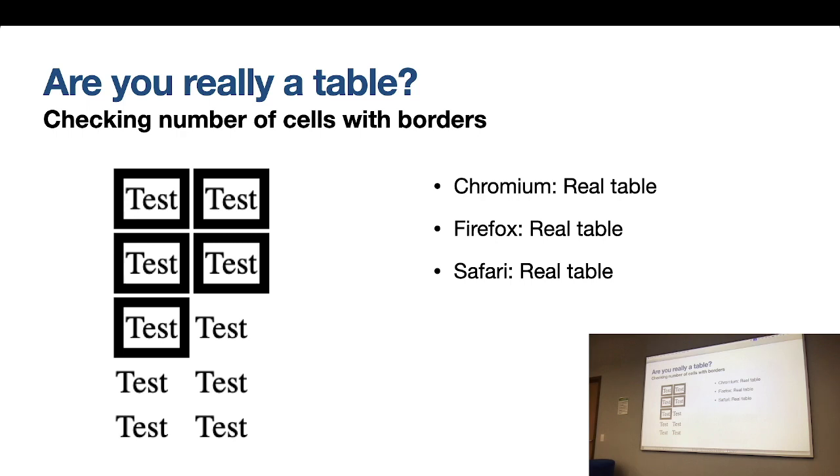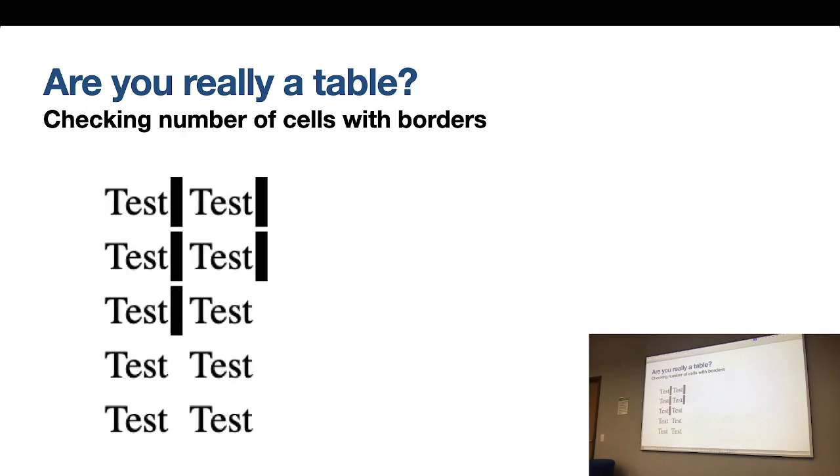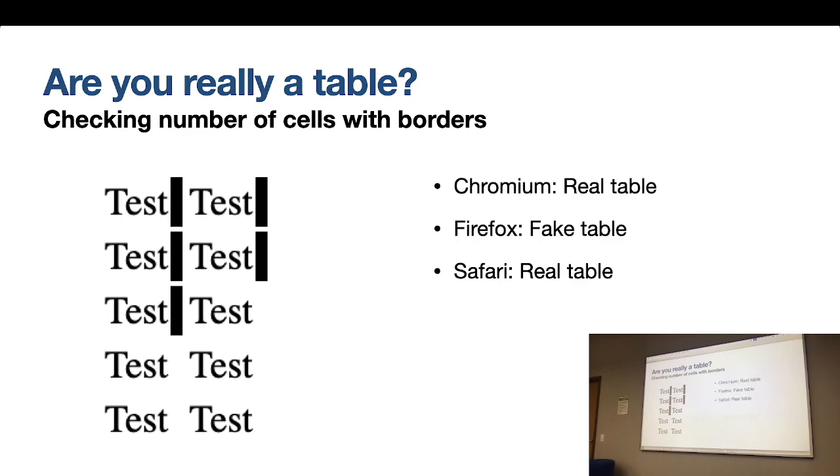If we do something a little bit sillier, where we just have half of the table cells having a border on the right side of the table cell, Chromium and Safari will say this is a real table, but Firefox will not.